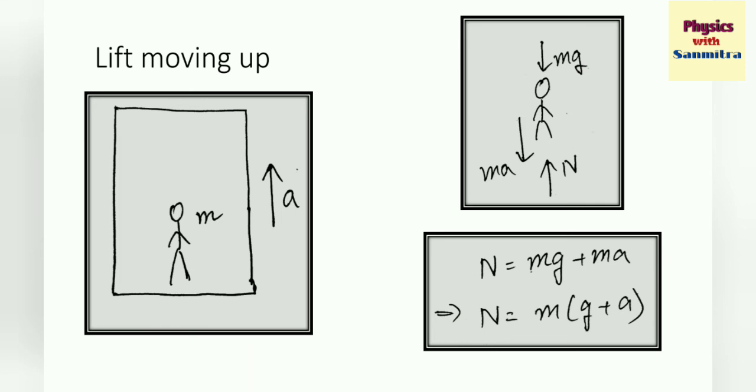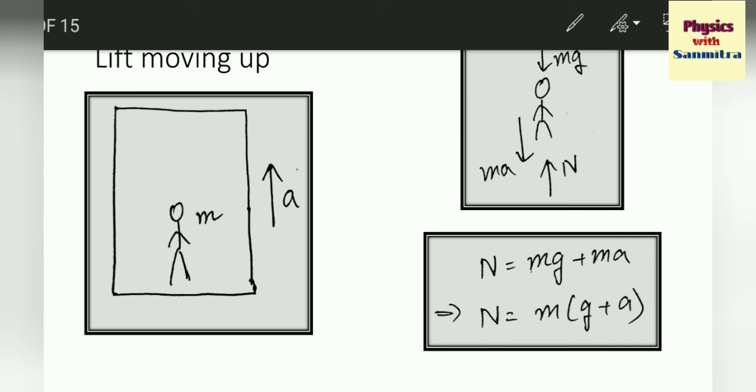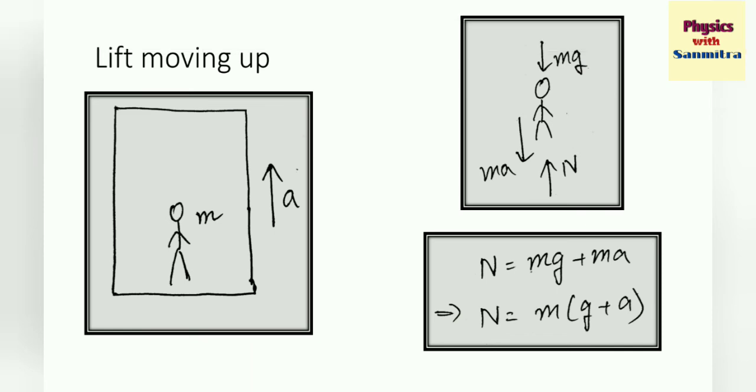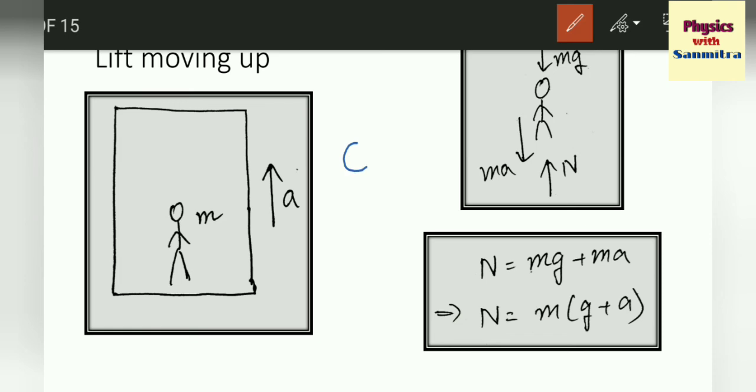Now, let us consider a case of a lift. A person is in the lift, and the lift is moving up with an acceleration A. Now let's analyze it. See, the person is inside the lift. Now suppose you close your eyes inside a lift. Can you understand whether the lift is going up or not?